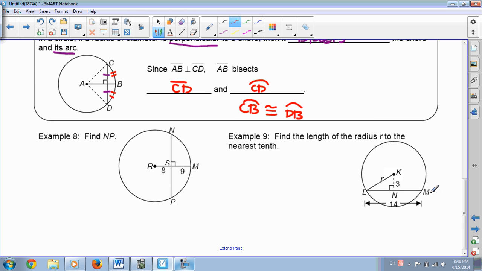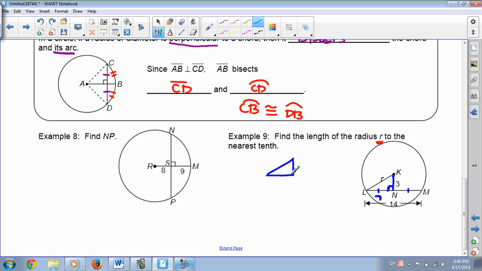The last one we're going to look at is number 9. Find the length of the radius R to the nearest tenth. Okay, well here's our R. From K to L is our radius R. And we see here that this dotted line is a 3, and it's making a right angle. So that means it's bisecting our chord. And we just learned that it bisects our chord. That means that each side of our chord is congruent. So if the whole chord is 14, then this has to be 7.